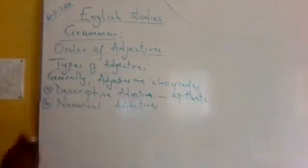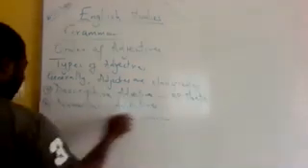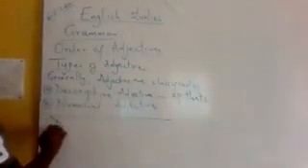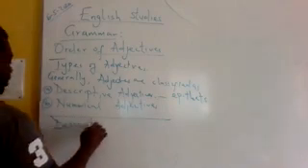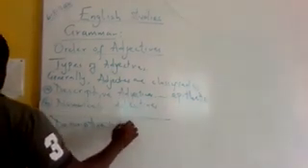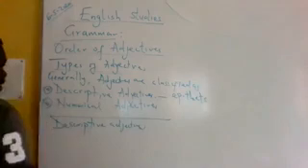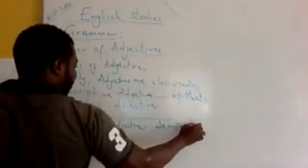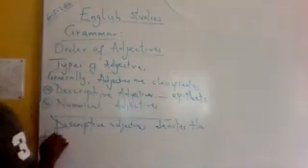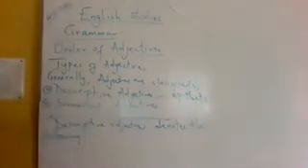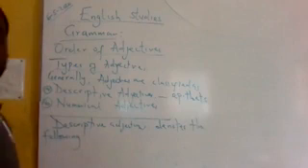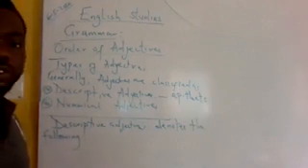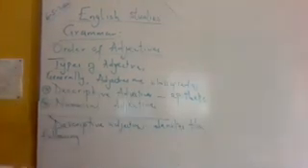Now, let's look at descriptive adjectives. A descriptive adjective denotes the following. Like I rightly said before, it denotes the following because basically it helps us to describe. Are you following me? It helps us to describe. So it denotes the following.